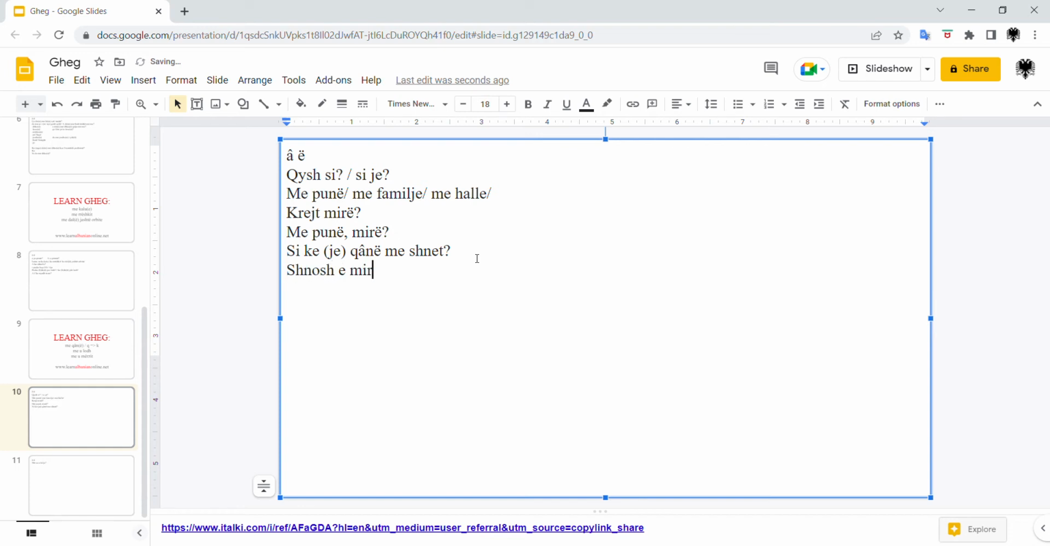Shnosh e mir, this is a very common answer. Shnosh e mir literally means fat and well. I'm doing fat, or I'm fat and I'm well. That means I'm doing great. It comes from the word shëndosh. That word, the first meaning is fat, and the second meaning is healthy.